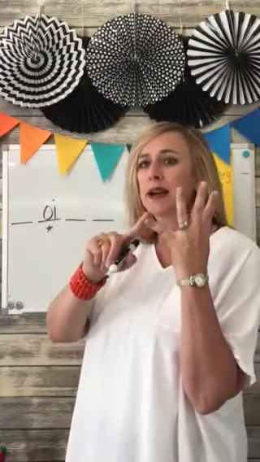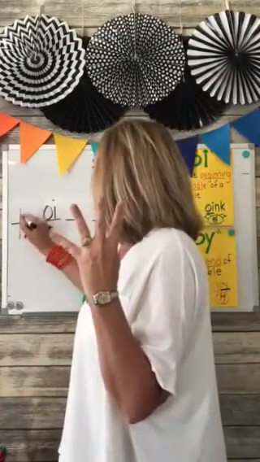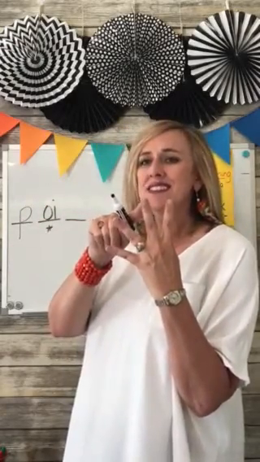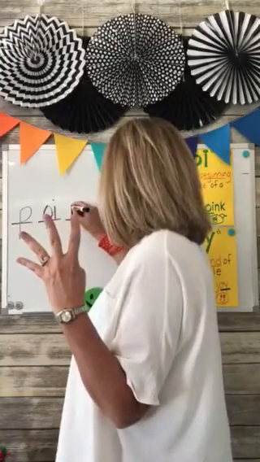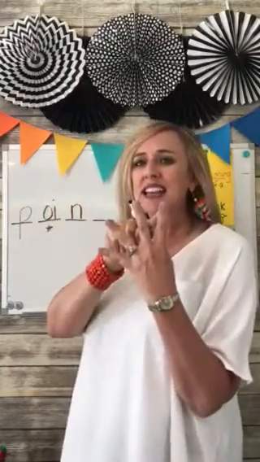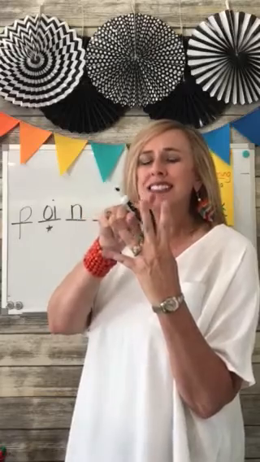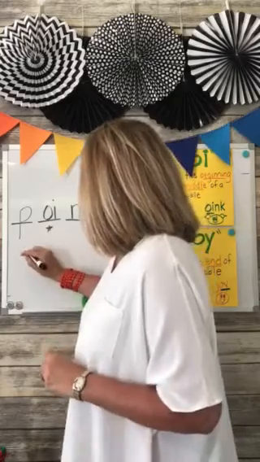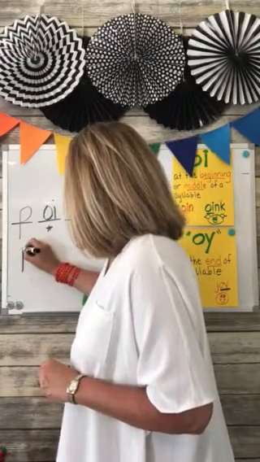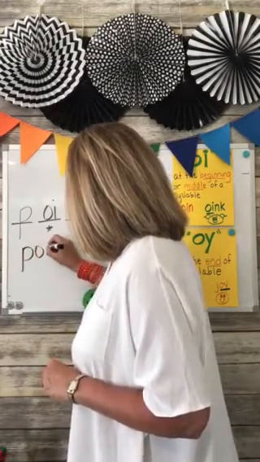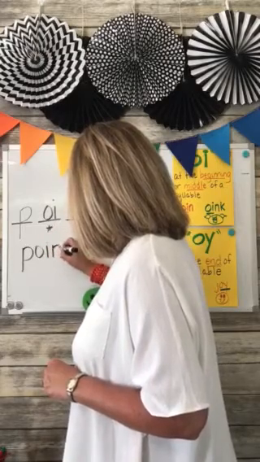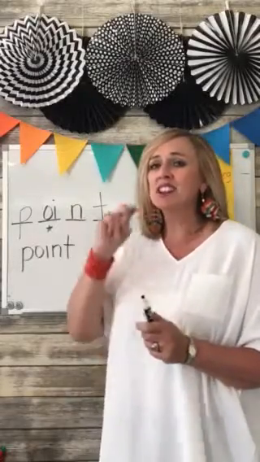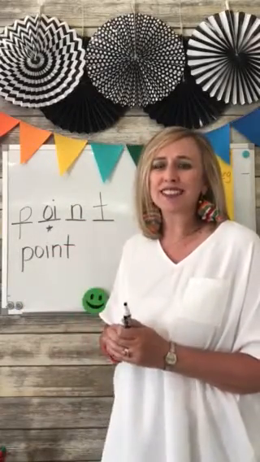P. What says P? Yeah, P says P. Oi, N. What says N? Yep, N says N. Last sound in point, P. Oint. T. T says T. Very good. All right, I want you to check your spellings. P, O, I, N, T. If you made any mistakes, draw a quick line and just rewrite it correctly.